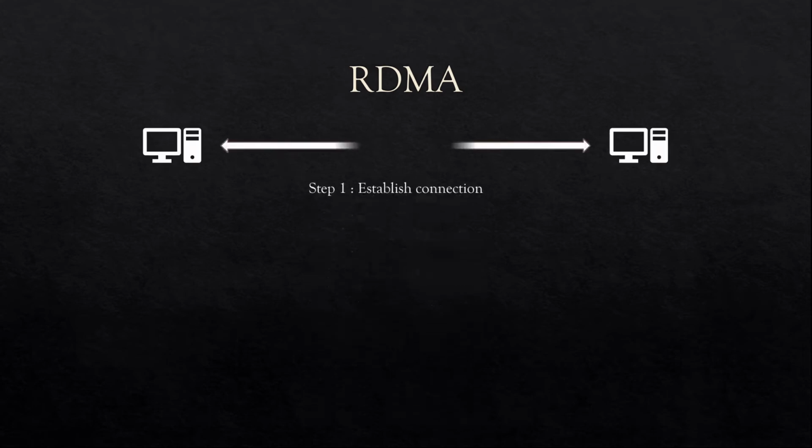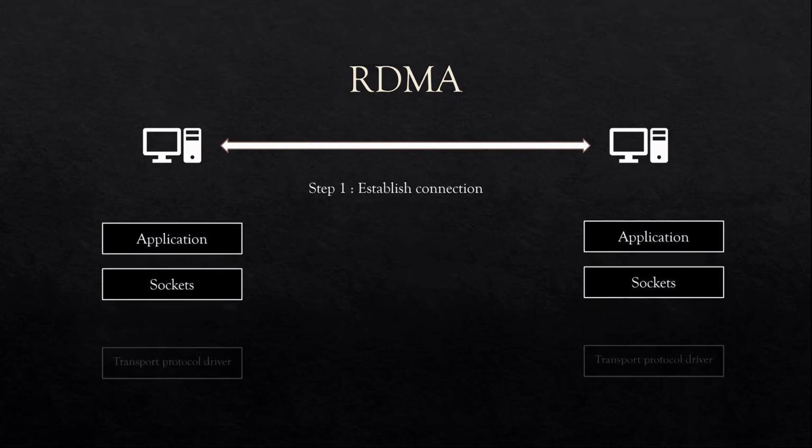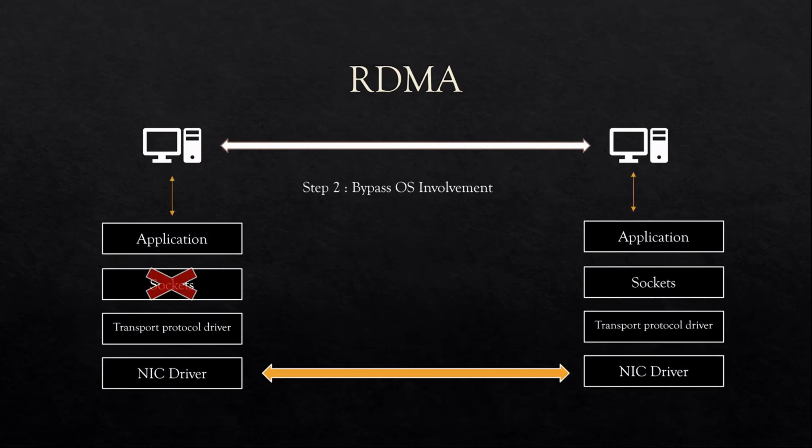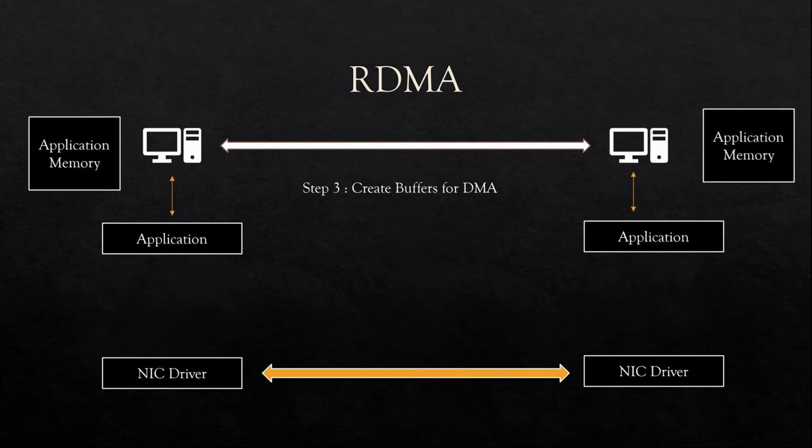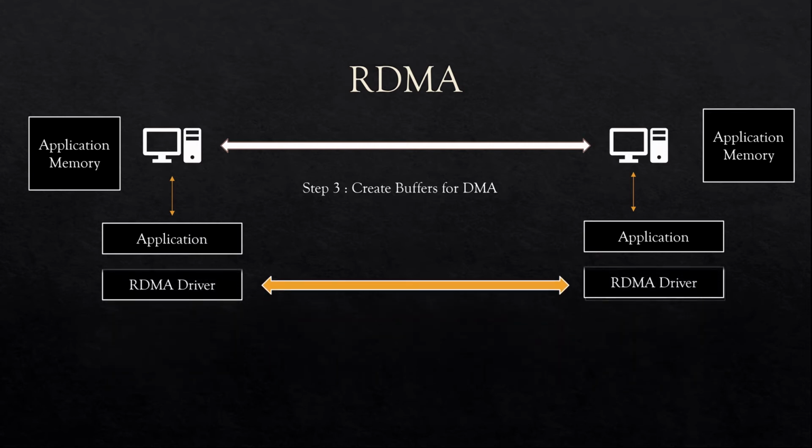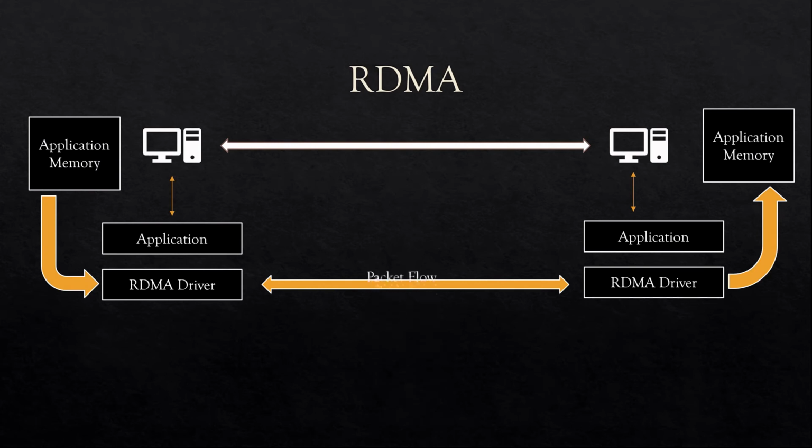RDMA first establishes a connection between the server and client. Unlike TCP, RDMA packets bypass OS involvement. The RDMA buffers are prepared to store RDMA packets. Then the data is written into the receiver's virtual memory directly from the sender, without system buffers. Since RDMA does not need to go through the kernel, both its latency and CPU utilization go down significantly.